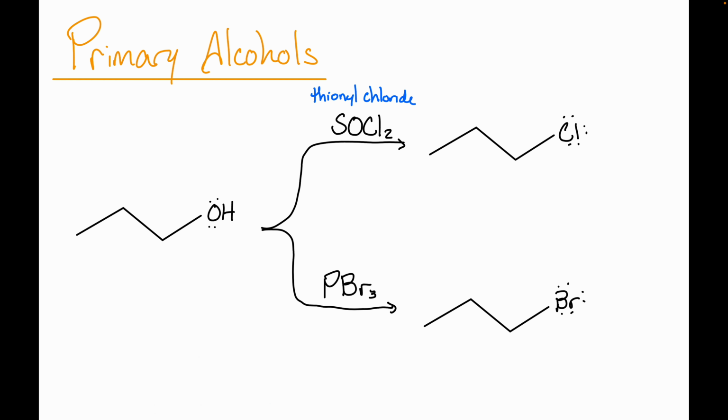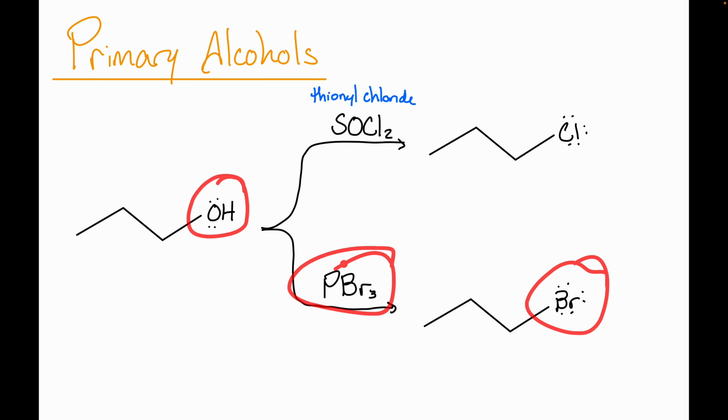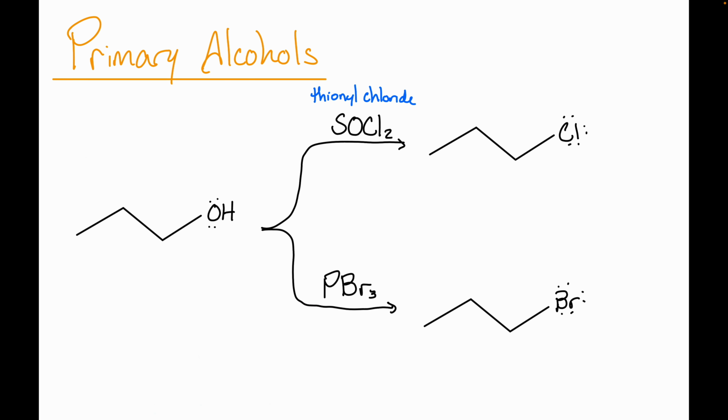We're not going to do a mechanism for this. This isn't one that I'm going to expect you to know. You can look it up. It is a well-known mechanism. It's not one that we don't know, but it is more than I feel like going into for this course. But suffice it to say that we can substitute out our hydroxyl group for a chlorine using thionyl chloride, or substitute our hydroxyl group for a bromine using phosphorus tribromide. All right. We're going to be able to use the same reagents for a secondary alcohol.